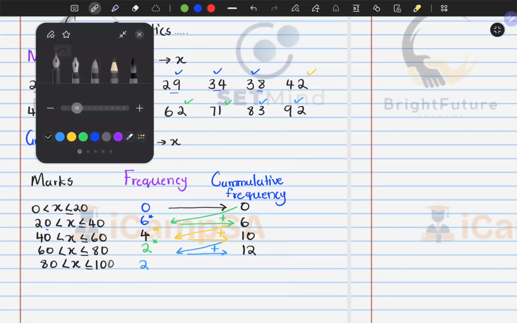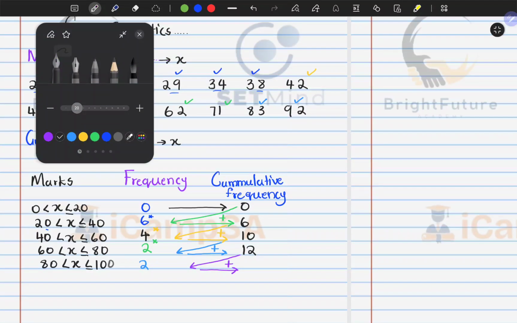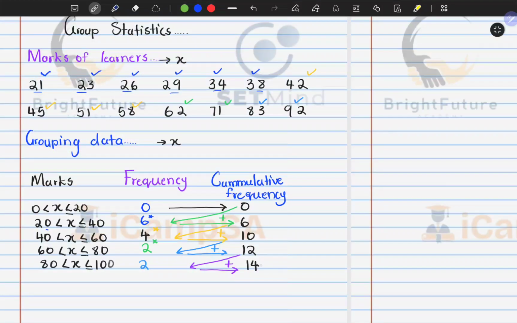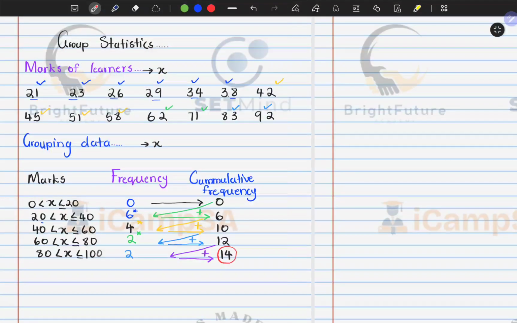Okay. Then for the last one, you do exactly the same. You take the 12, you go there, you see a 2, you add the 12 and the 2, and what you end up getting is 14. And guess what? The number 14 here speaks about our n. So our 14 here becomes our n.